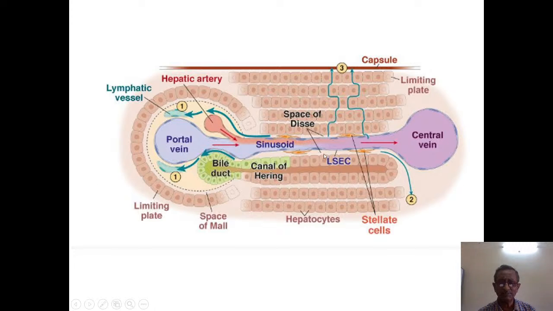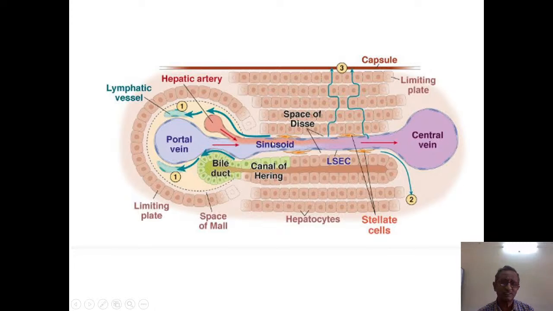Then we have the space of Disse on either side of the sinusoid. There is a sinusoid in between the laminae, the hepatic laminae. Also, this is one hepatic lamina. There is another hepatic lamina. In between, there is a sinusoid space which is connecting the portal vein and central vein. And there is a space between these sinusoids and the hepatocytes, which we call the space of Disse.